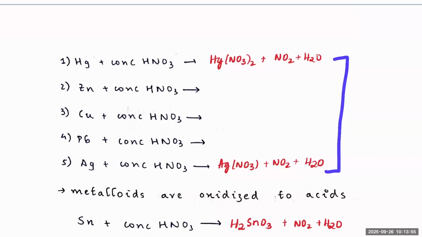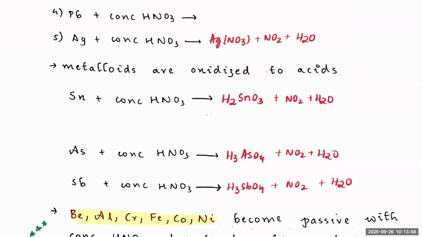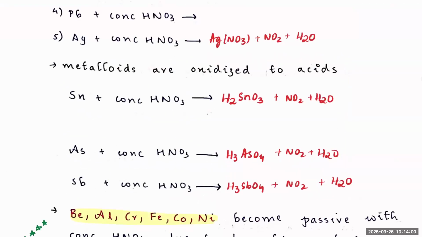But when it comes to metalloids, like tin, arsenic, antimony, these three have metalloid properties. They will convert into not nitrates but acids. So they'll convert into H2SnO3, H3AsO4, H3SbO4. NO2 is the same, that is not changing.